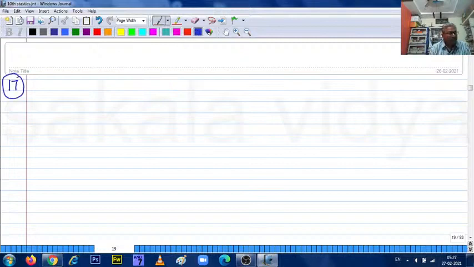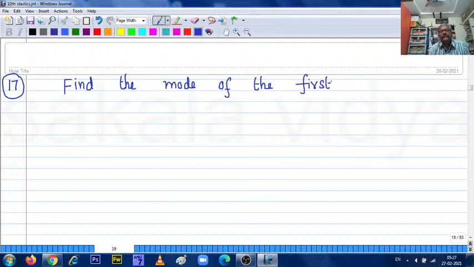Seventeenth question. Find the mode of the first 5 natural numbers.